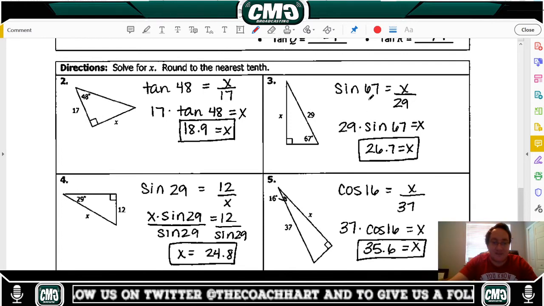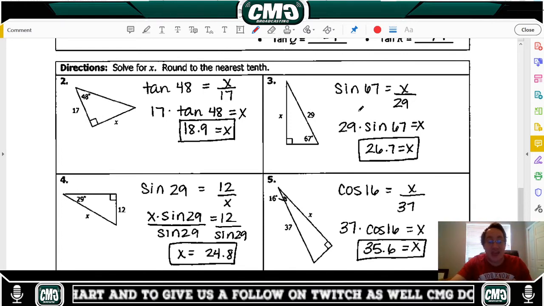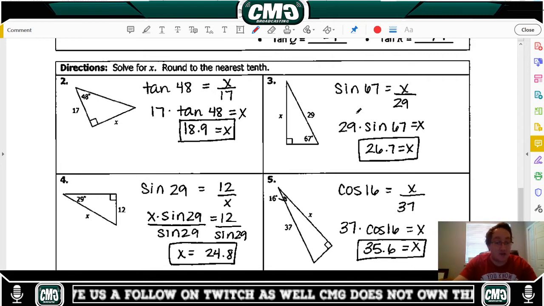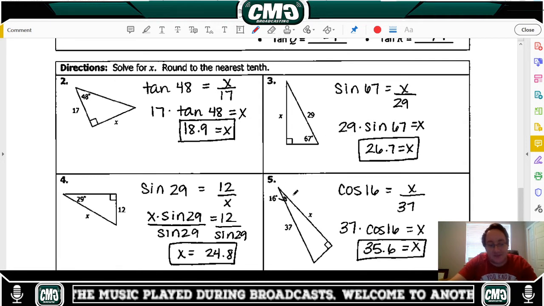Now we set that up, sine of 67, because it's always the sine, cosine, or tangent of the angle that we have. We're never going to use the sine, cosine, or tangent of a side or of a triangle. But if we notice, 29's on the bottom, so we follow the same steps.